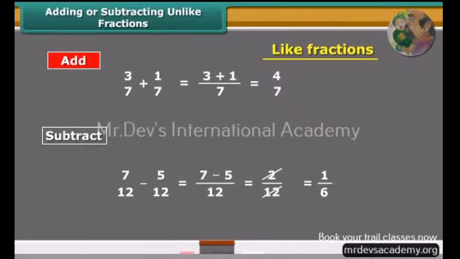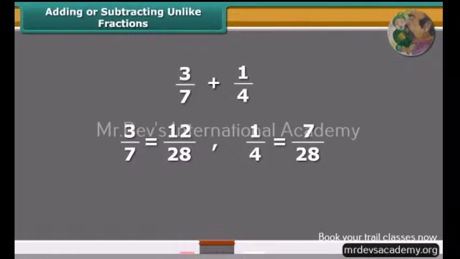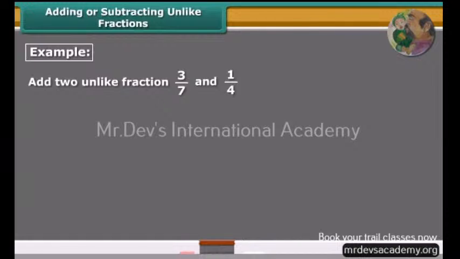We have learned to add and subtract the like fractions. It is also not very difficult to add unlike fractions that do not have the same denominator. When we have to add or subtract these fractions, we first find equivalent fractions with the same denominator and then proceed. For example, 3/7 and 1/4 are two unlike fractions.